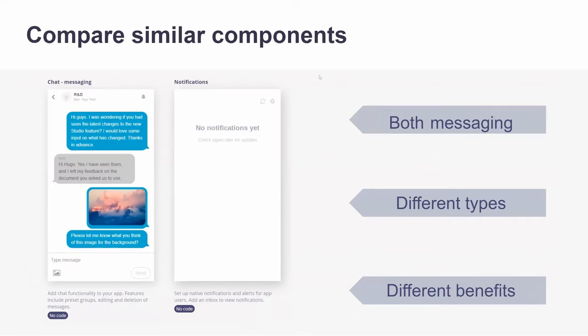And then you can also compare components that on the surface may seem the same or similar, but have very different functionality in Fliplet. So the two examples we have here are for messaging: we have chat and notifications. That may not be immediately clear to someone who's not familiar with Fliplet what each of these does. Chat is for private messaging, either one-on-one or in a small group. Notifications are for you, the app builder, to send notifications out to the app users from the Fliplet platform.